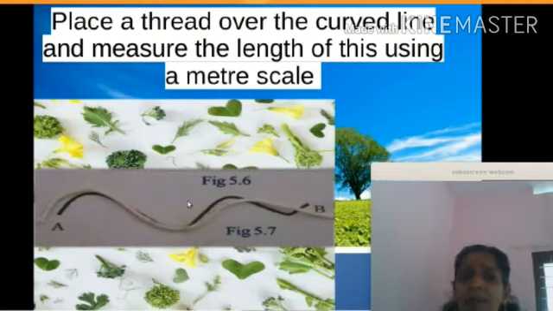Place a thread over the curved line like this. But you have to fix the end of the thread at A. The end of the thread is fixed at A. You have to hold it fixed at the position A. At B also you have to hold it fixed. It is kept fixed. If there is an extra line, you have to cut it.